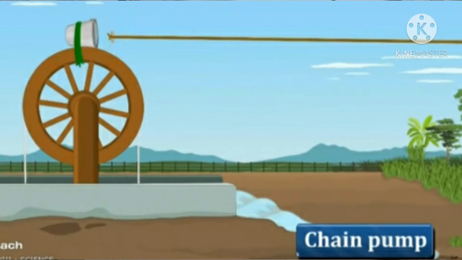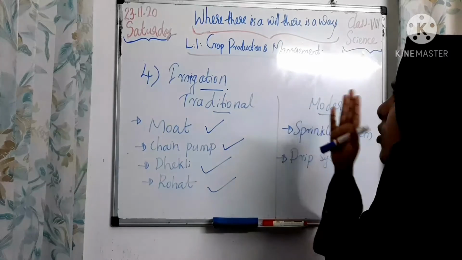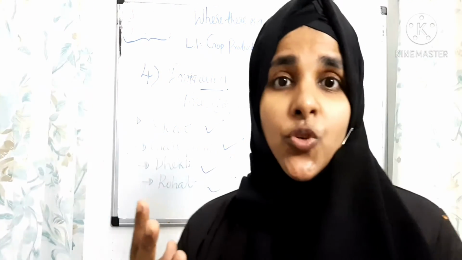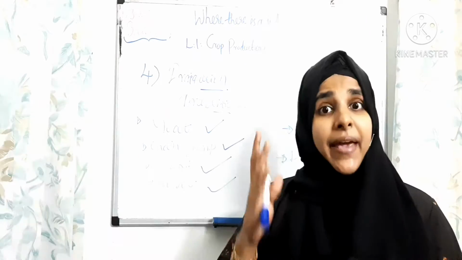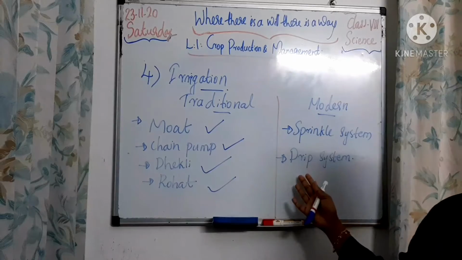Okay, we can see pumps are commonly used for lifting water. Diesel, biogas, electricity and solar energy are used to run these pumps. Next is the modern method of irrigation. Modern methods of irrigation help us to use water economically. The main methods used are as follows: that is the sprinkler system and the drip system.